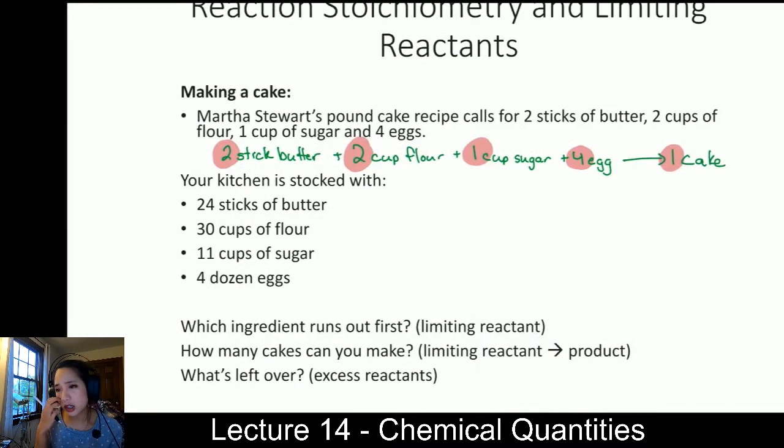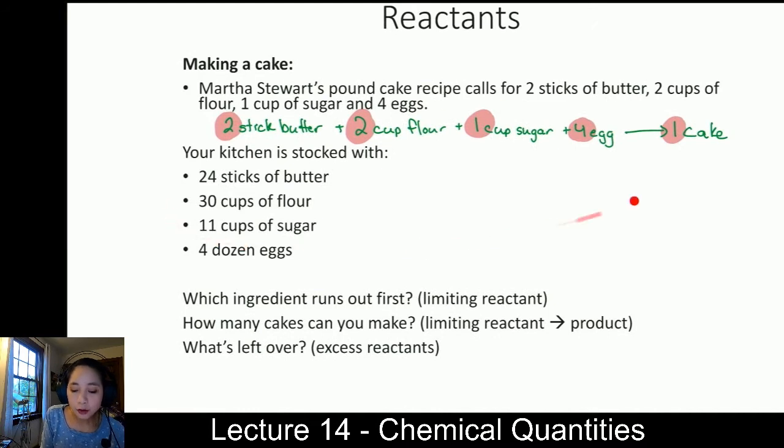And we did this question before, where you're hosting a party and you need to figure out the maximum number of cakes you can make using this recipe when your kitchen is stocked with these things. You have 24 sticks of butter, 30 cups of flour, 11 cups of sugar, and 4 dozen eggs. What's the maximum number of cakes you can make? So with this information, I can ask you a bunch of different questions. I can ask, what ingredient will run out first? If you're using this recipe and this is the amount of reactants that you have, what runs out first? This is your limiting reactant.